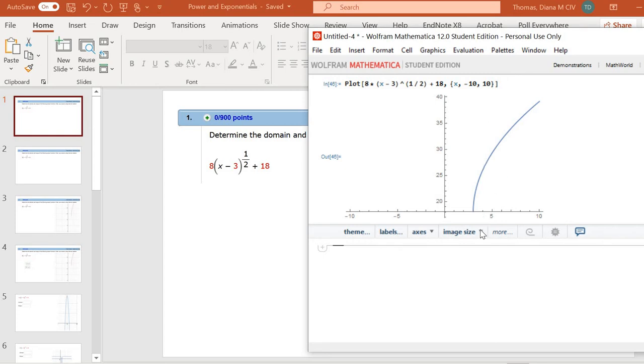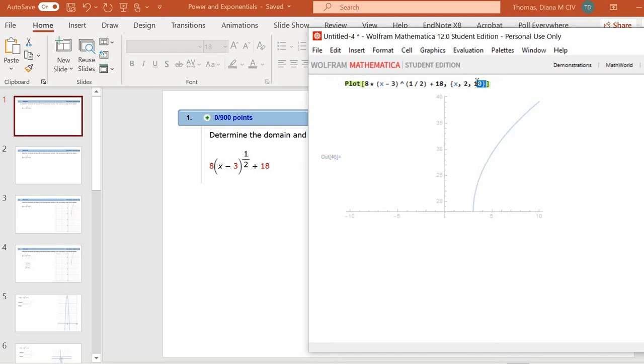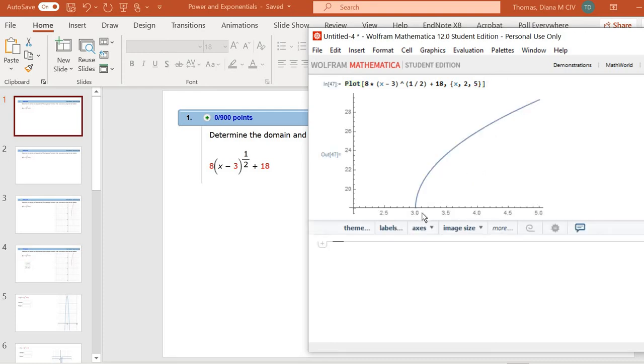Now, if I want to zero in here on Mathematica, I can just go to where the graph starts around 3, and I'll put maybe 2, and I'll make this 5. So I'll change my x window. And on the TI, one of the nice things is it forces you to do these things. So I can start to see a little bit more clearly here that it looks like x starts at 3, and I'm allowed to put in anything bigger than 3.